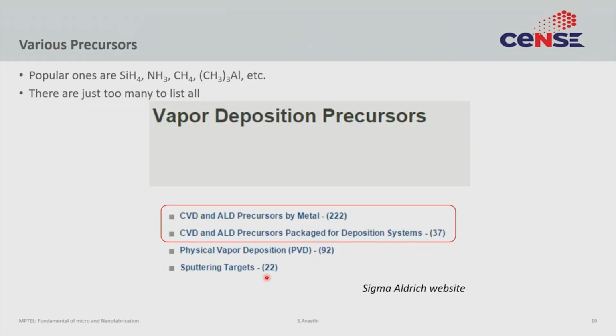There is a wide variety of precursors available. I can honestly not list them on this slide or in this lecture. I will just point you to some websites. For example, here is a Sigma Aldrich website that I took a snapshot of, and you can see that they are advertising around 222 precursors. Given that the periodic table has around 90 useful elements, there are more than 2 or 3 precursors for every element in the periodic table.